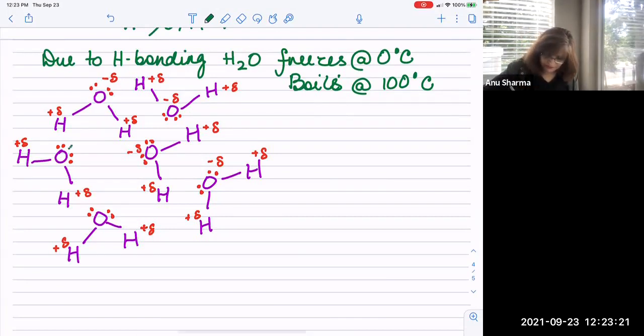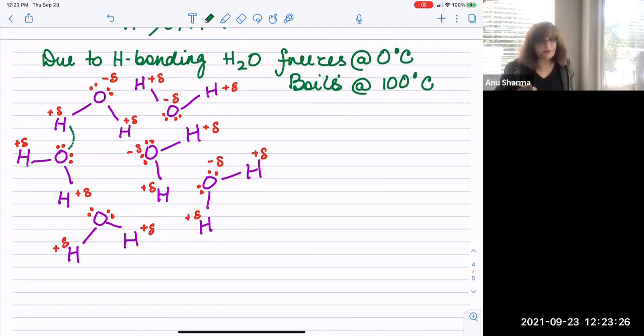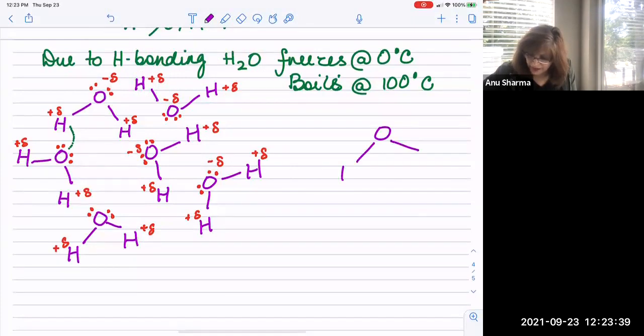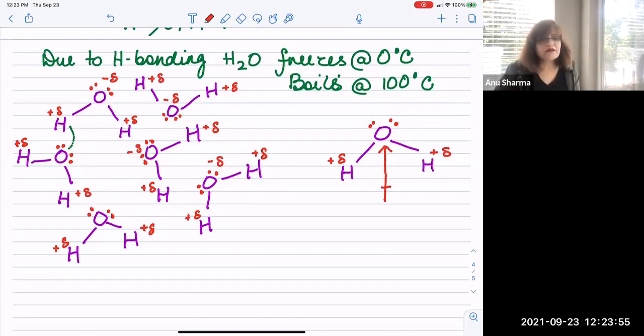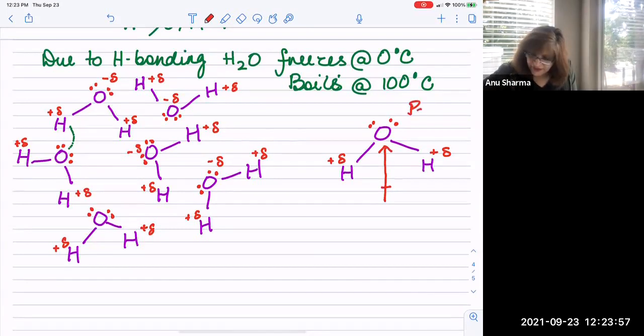So what is happening? This oxygen connects with this hydrogen because it temporarily gives its lone pair to the hydrogen, because that oxygen is drawing the electron clouds towards itself. Here is this water molecule, with hydrogen on one side and the two dots here. This hydrogen is delta positive. So this is the polarity. This is a very polar molecule.